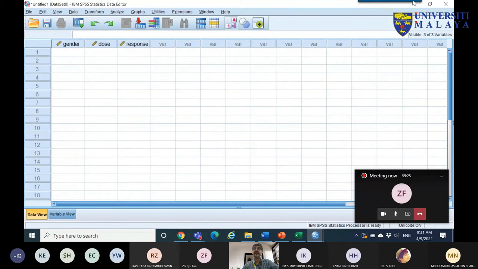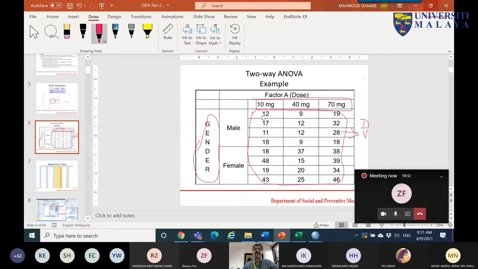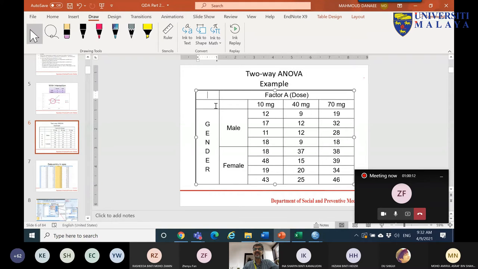Okay, so how can I enter my data to SPSS? Very simple. So this is gender one, gender two, dose one, dose two, and dose three. Remember, data entry is one of the most important parts of data analysis. Some students enter their data wrongly, and then they will not be able to analyze the data. This is a problem. But how can I transfer my data to SPSS? Very simple. As you know, I like to use Excel. So what I'm going to do, I select all these tables in Excel form.